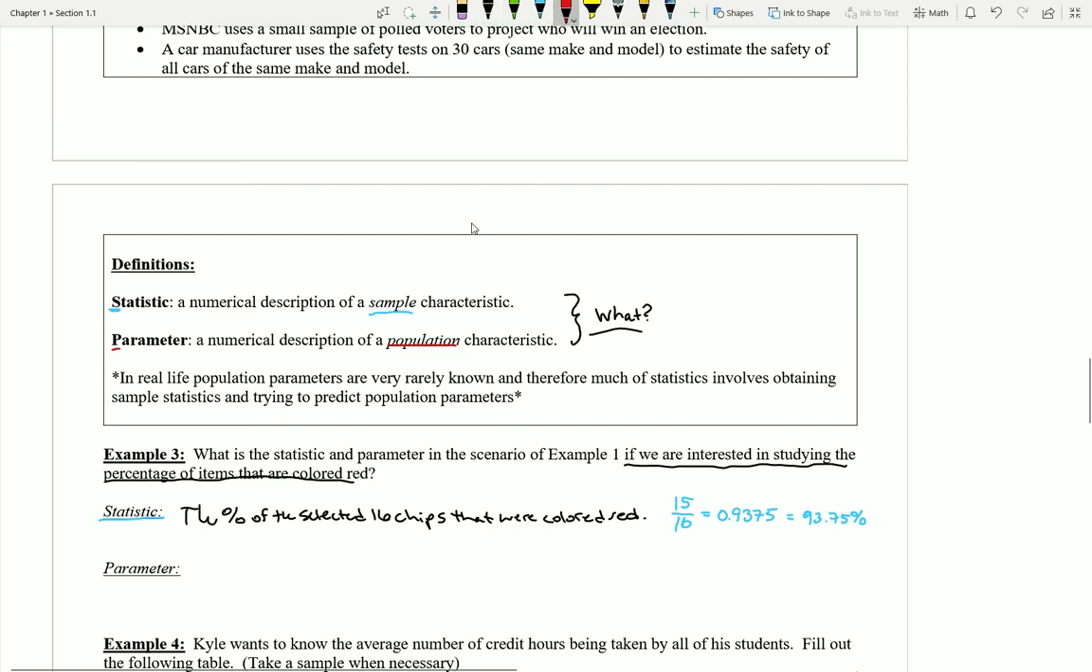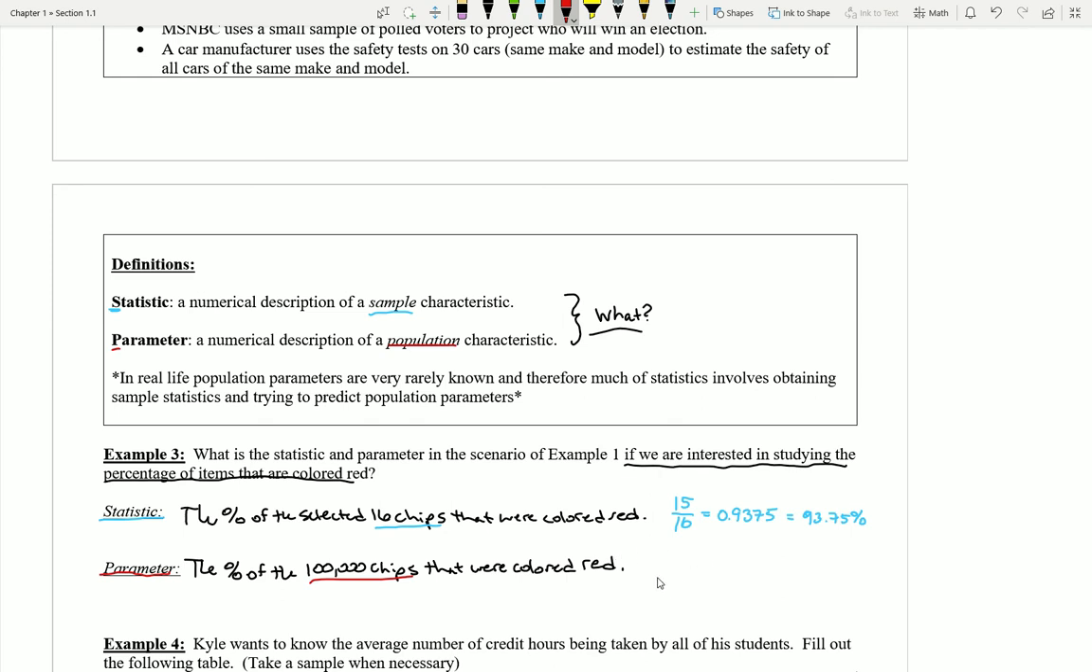Now, when I want to find a parameter, again, that's going to be, in the same scenario, what am I interested in knowing about the population? Well, notice how similar my answer is going to be to what I have above. What I want to know about the population is the percentage of the 100,000 chips, that was all the chips in the bin, that were colored red. Notice, the sentences are near identical. The only thing that's different is that in the statistic sentence, I talk about the 16 chips. I talk about the sample because it's a statistic. And when I talk about the population, that means I'm dealing with the parameter.